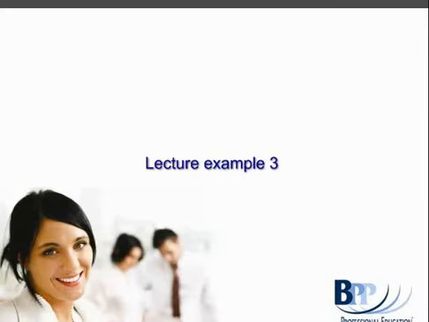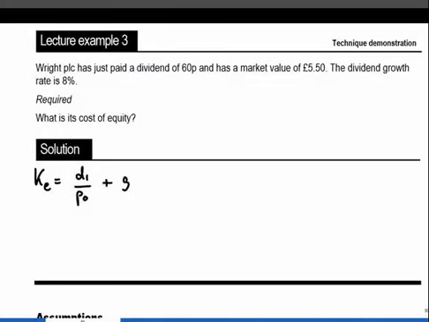Okay, so let's start to have a look at the formulas. In lecture example 3, a company has just paid a dividend of 60p, and the market's expecting dividend growth of 8%. So in 1 year's time, the next dividend that's expected to be paid will be 64.8p. This 64.8p is referred to in the formulas as D1, dividend in 1 year's time. The price that's being paid for the share is £5.50. That's the price today, P0.